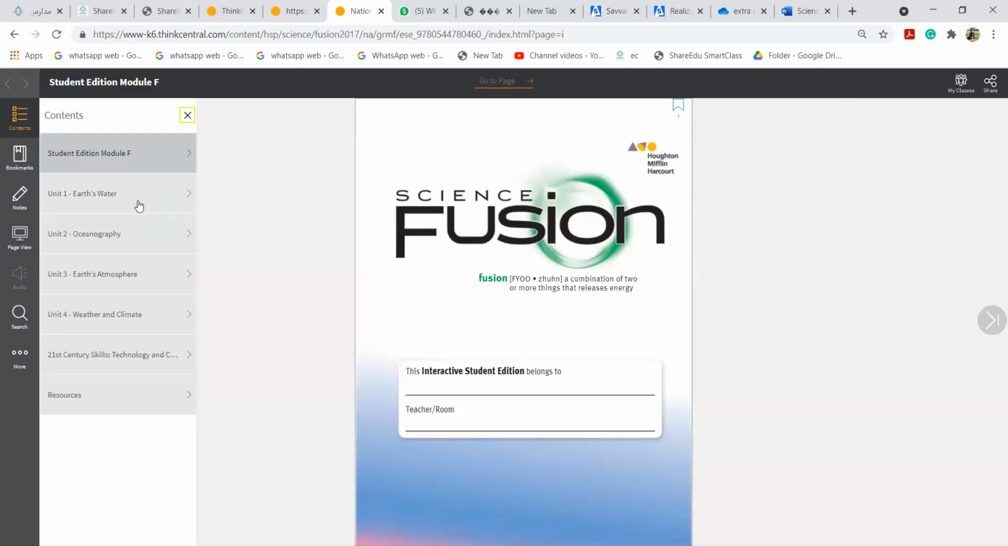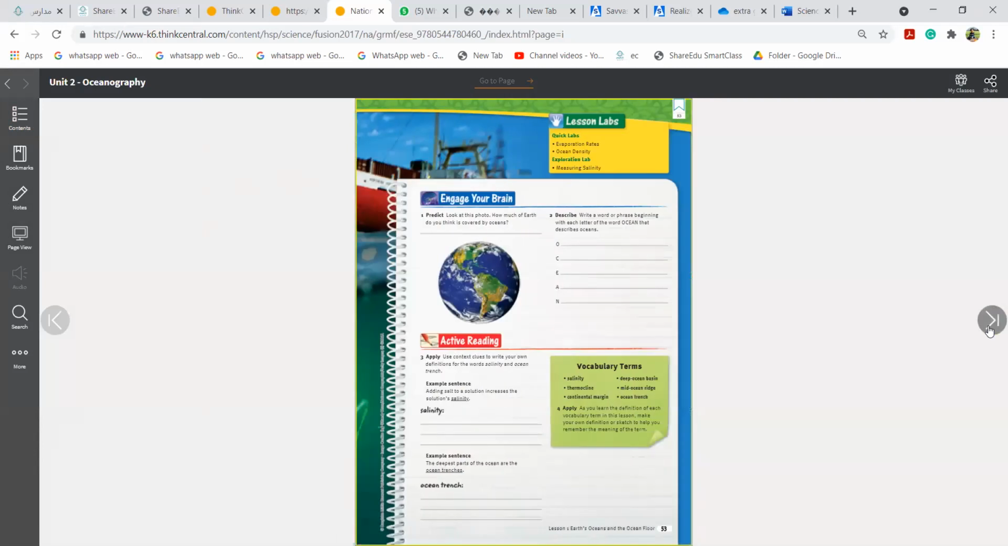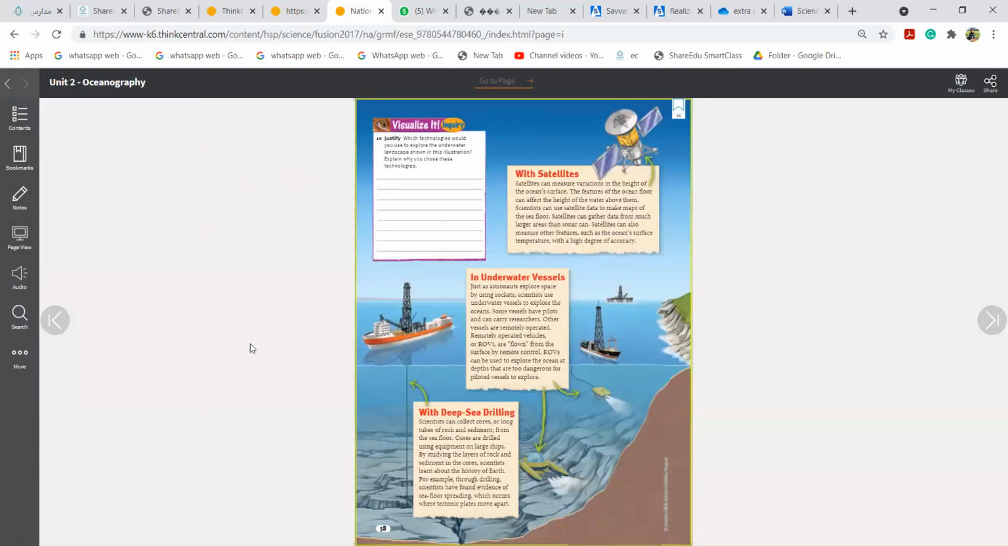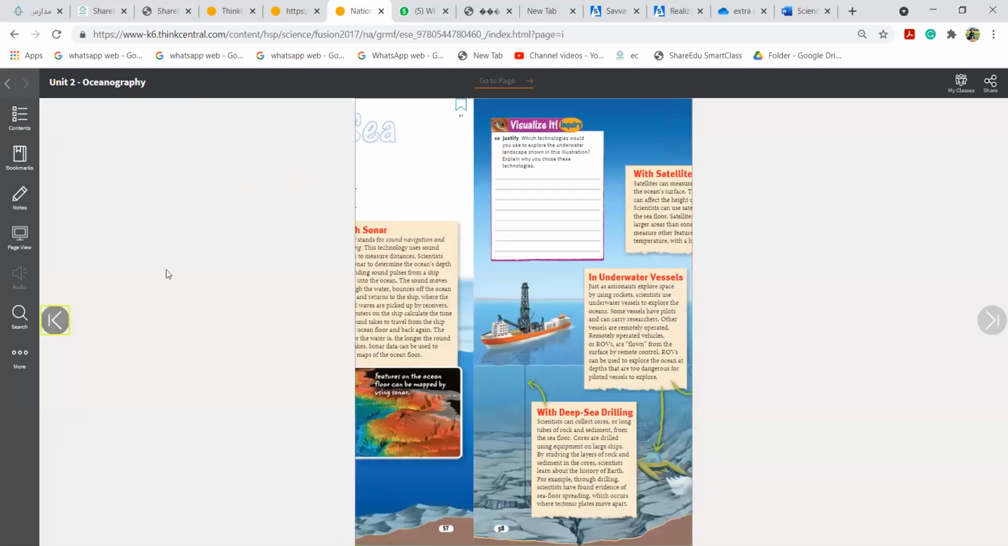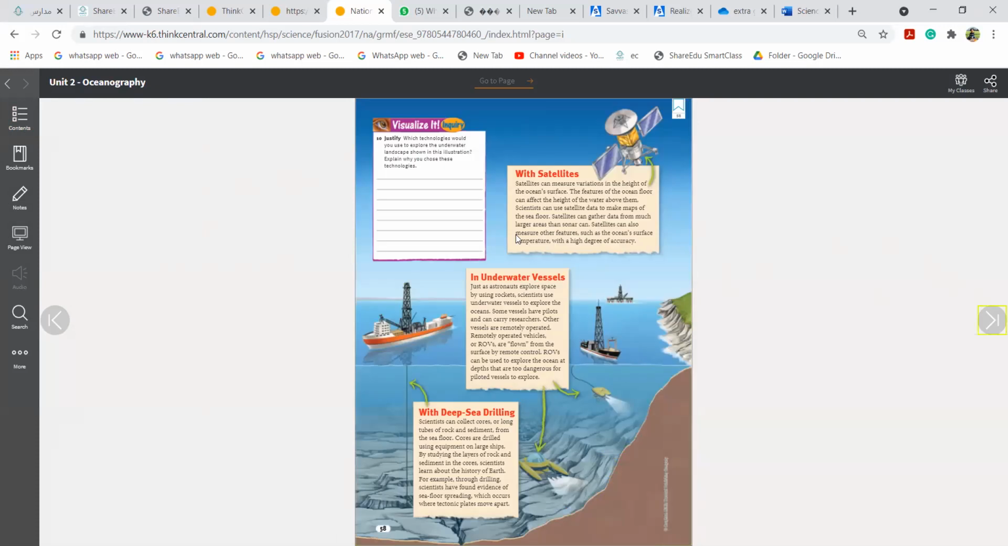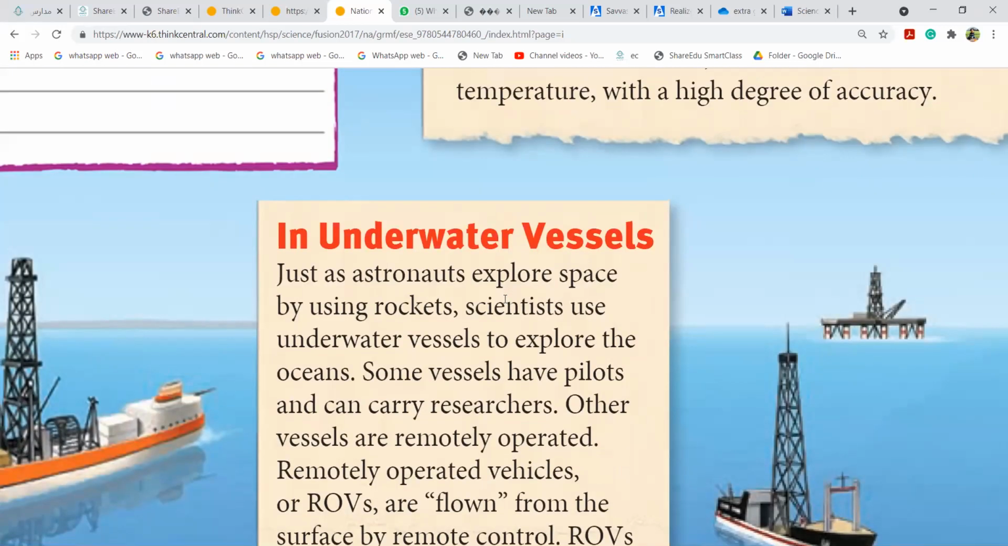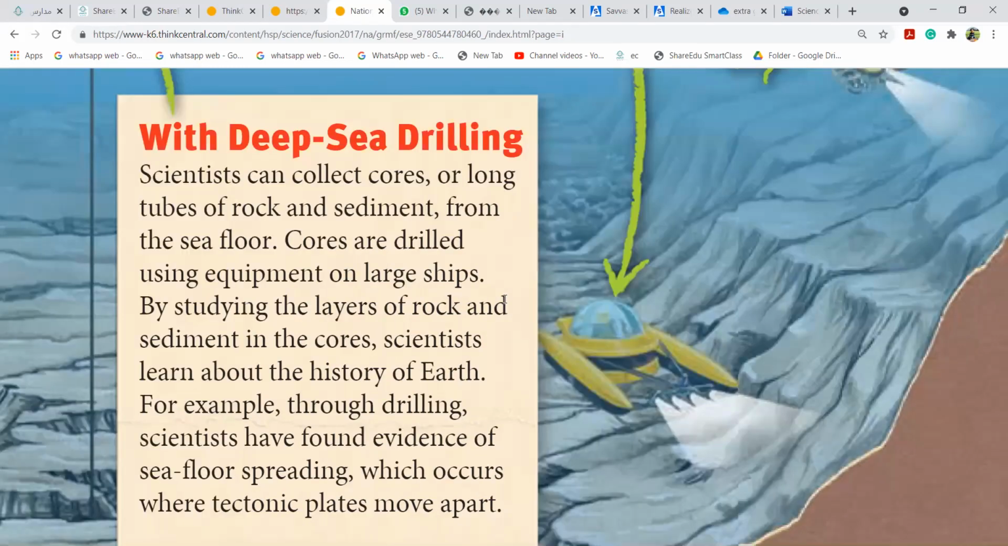Let us continue with Unit 2, Lesson 1. So we were doing the factors that are affecting, and we were doing the devices that are used to study the ocean floor. I told you about the underwater vessels. I told you about satellites, and now deep sea drilling.